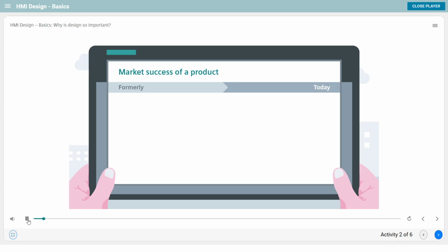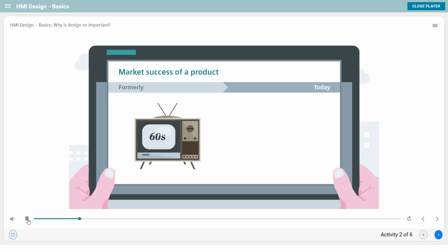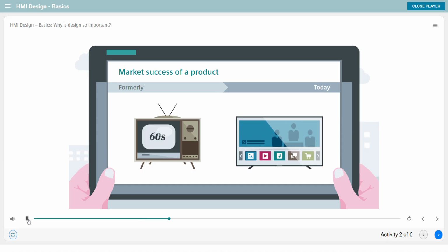Let's take the example of a television set. When the first color TV came on the market in the 1960s, the high purchase price made it necessary to focus mainly on color images and the device's long service life. Today, in the age of the smart TV, a television set's flexible use is extremely important.